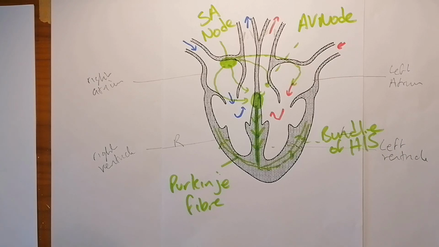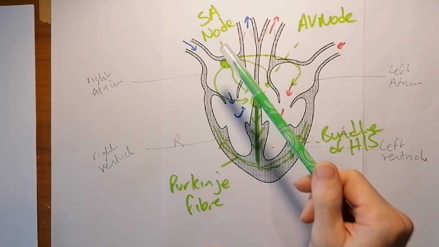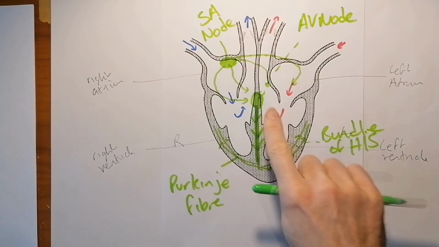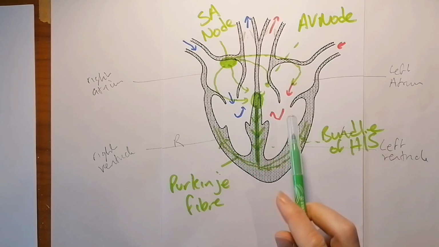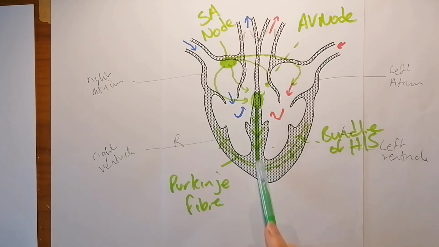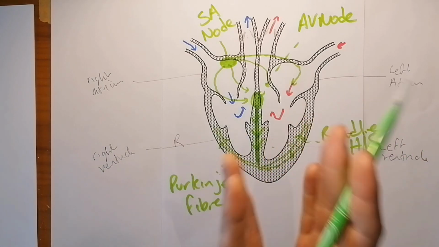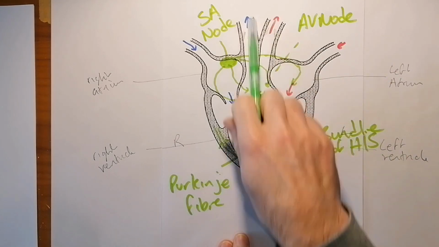So these are electrical signals. The SA node sending out its rhythmical signal there causes atrial systole, and then the signal's picked up by the AV node. There's a short pause to allow the ventricles to fill with blood. The signal goes down the septum, down the bundle of His, and then up these Purkinje fibers. The ventricles contract from the base upwards, and the blood exits the heart.